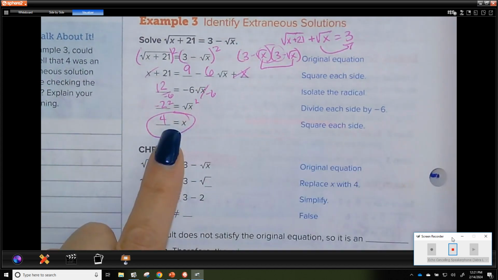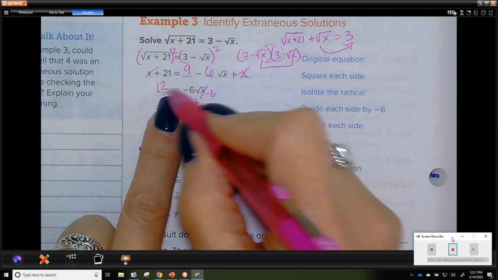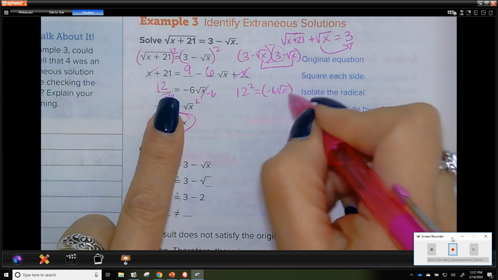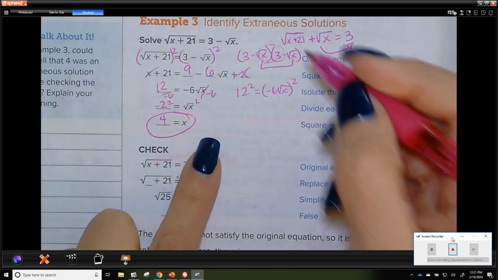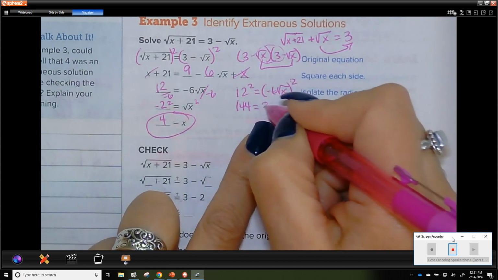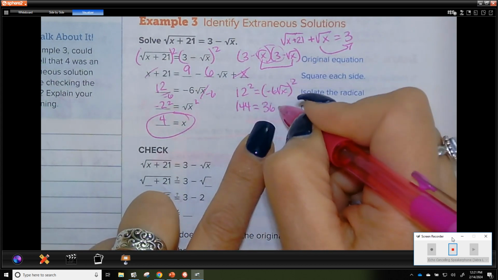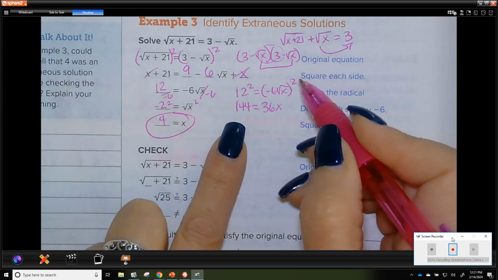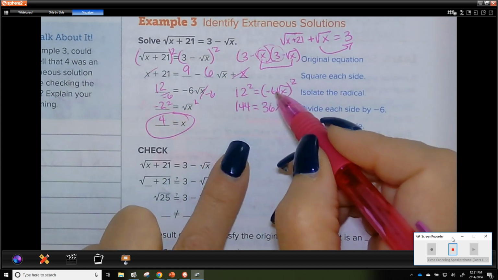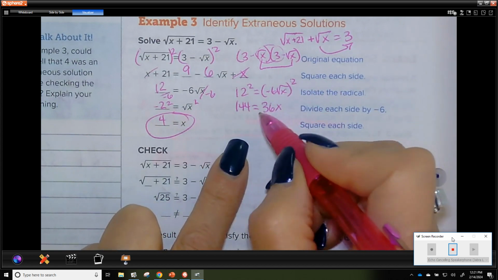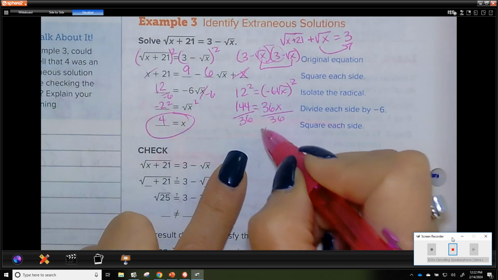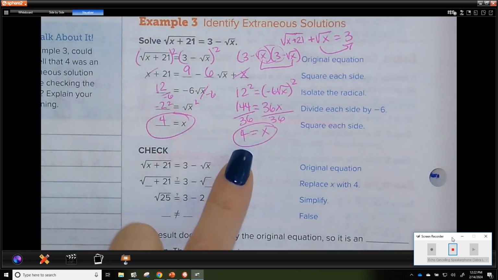Now, 2 things. If you want to square it from here, you get 12 squared equals negative 6 square root of x squared, which is fine. But you get 144 equals, squaring that is 36, squaring square root is x. So your answer is 144 divided by 36, which is 4, because 36 times 2 is 72. Still get the same answer, either way.